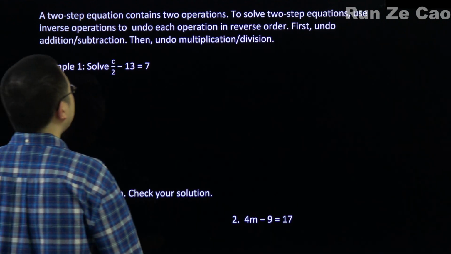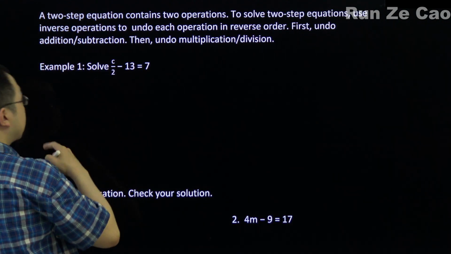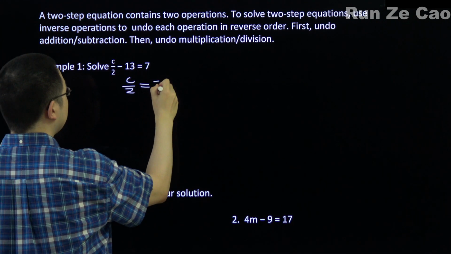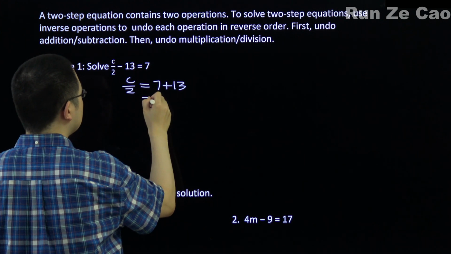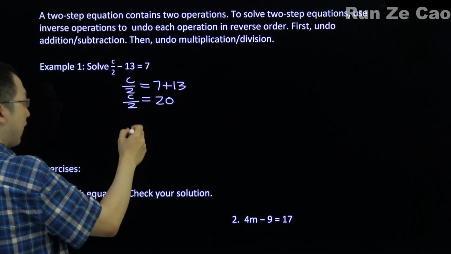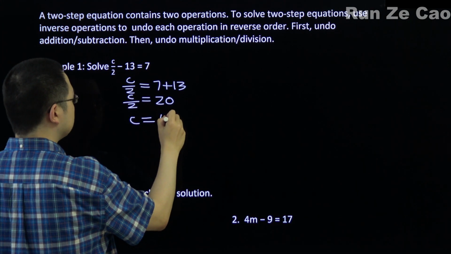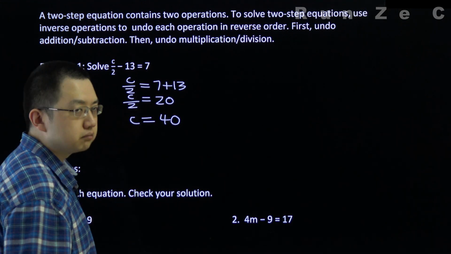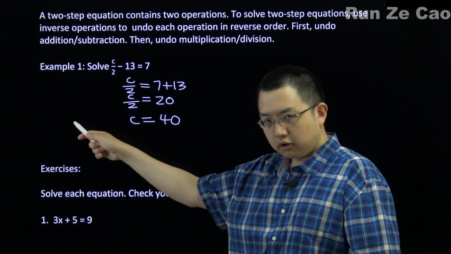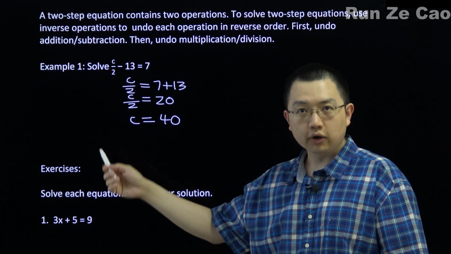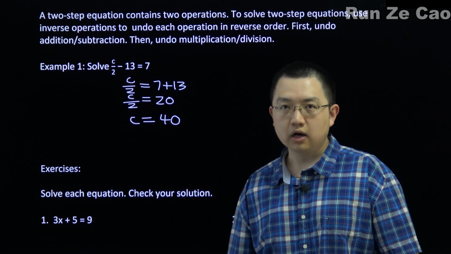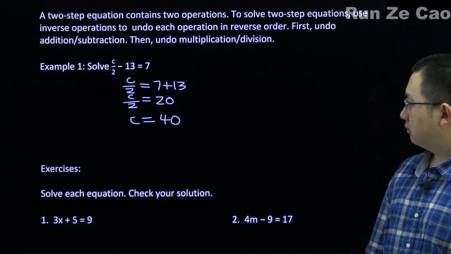So, what do we do here? First, we isolate all the terms containing the variable c. That means c over 2 is equal to 7 plus 13. Okay then. Now, c over 2 is equal to 20. So, how do we find c? Oh, we multiply both sides by 2. So, c equals 40. Yeah. So, we isolate the terms containing the variable, and then after we finish separating the variable and constants, we divide.